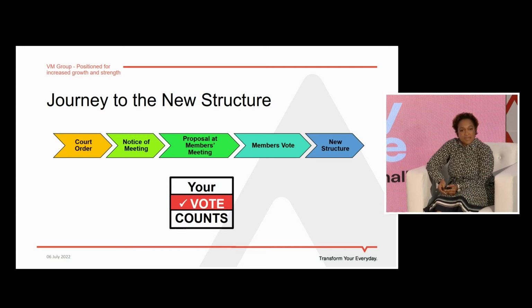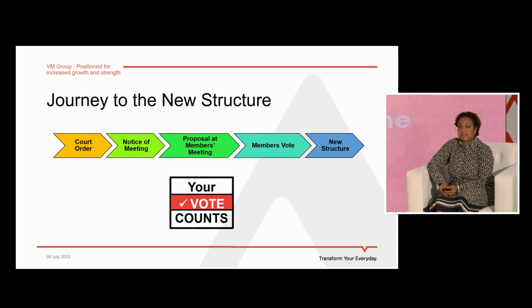The notice of the meeting will go out. We have fixed a date for the 9th of August where we will present all the details to you, and we will request your vote at that meeting. Once the members vote at that meeting, we will then report to the court the outcome of the meeting, the matters that were decided, and the court will give a final approval for the implementation of the new structure.